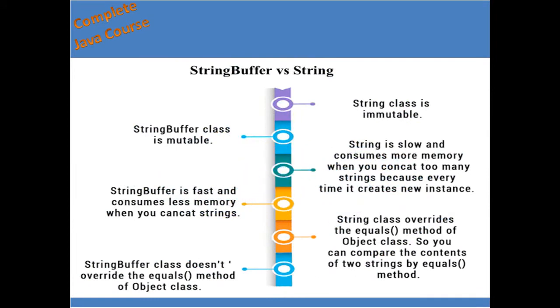StringBuffer class is a mutable class. String class is an immutable class. StringBuffer is fast and consumes less memory when you concatenate strings. String is slow and consumes more memory when you concatenate too many strings, because every time it creates a new instance.